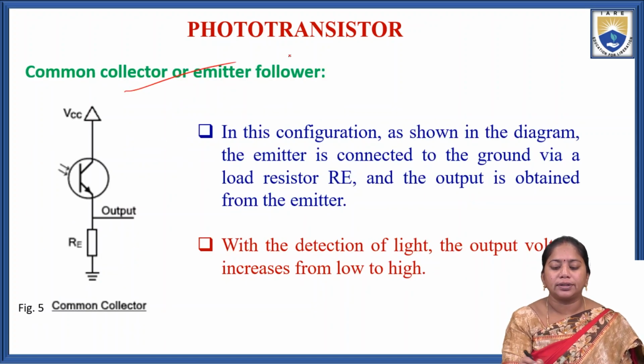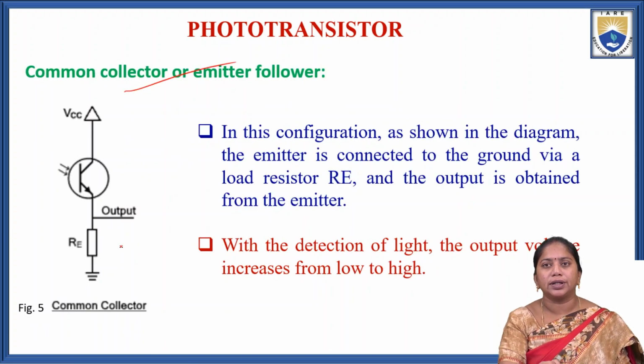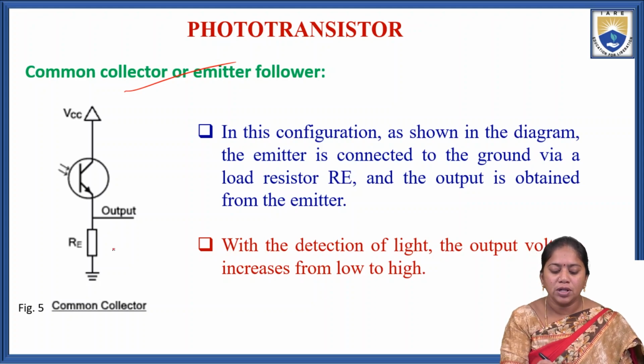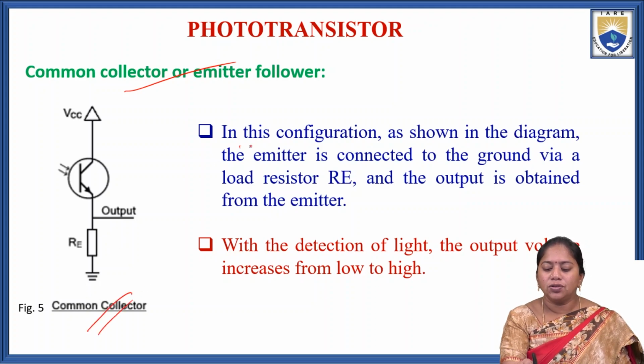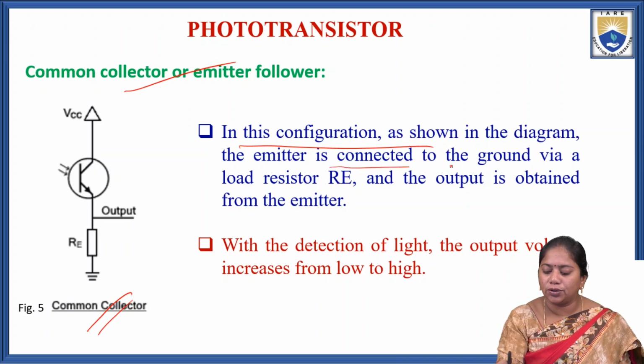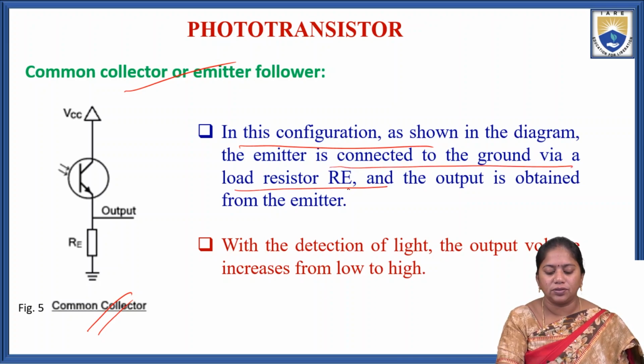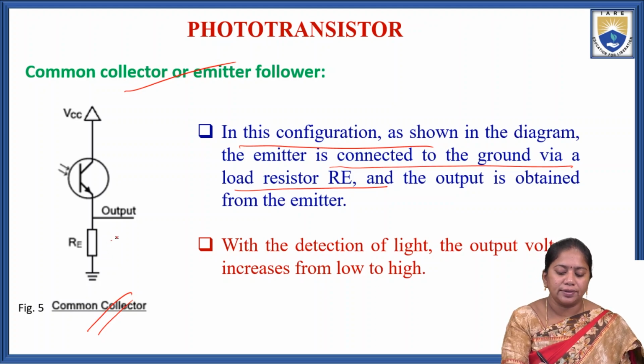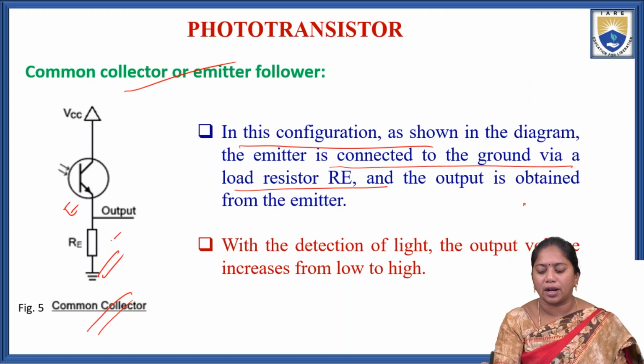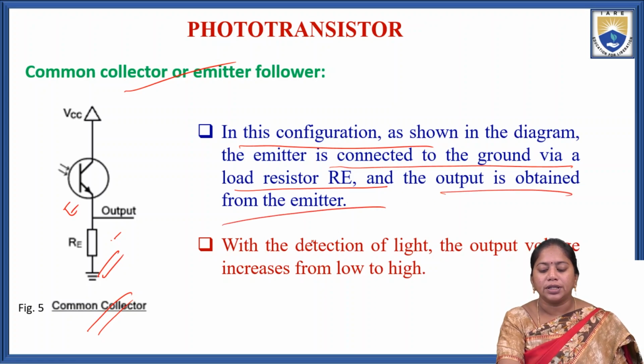So, common collector or emitter follower. Common collector is also known as the emitter follower. So this is the common collector. In this configuration, as shown in the diagram, the emitter is connected to the ground via the load resistor RE, and the output is obtained from the emitter.